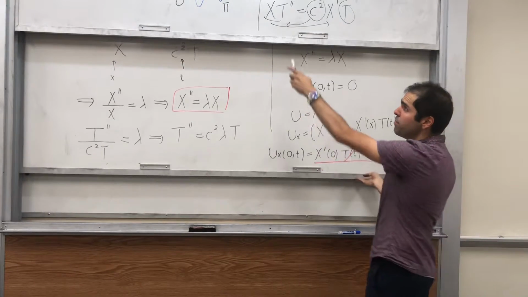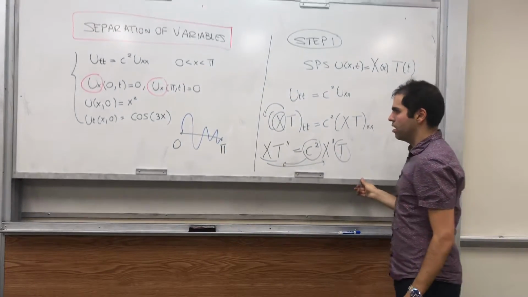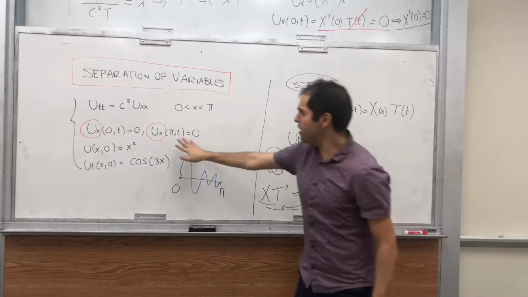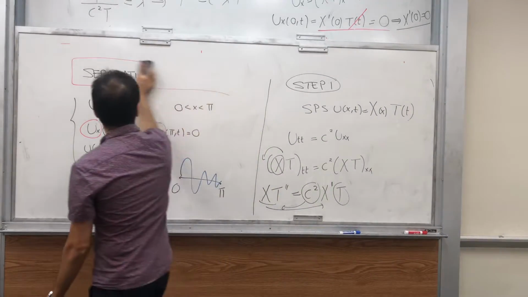And similarly for the other one. On the other hand, from this, you can do the work and you conclude X prime of pi equals 0.